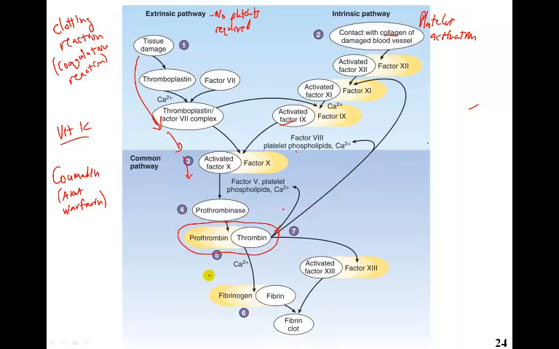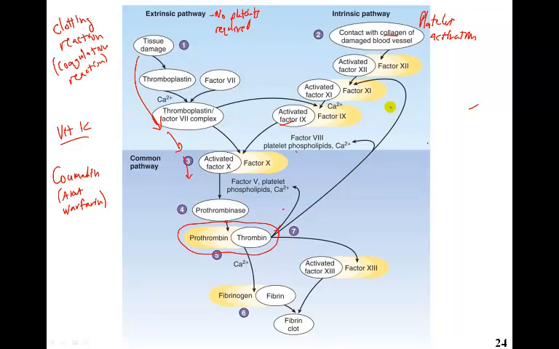Okay, so one question you might be thinking is, well, why is this so dang complex? Why are there so many steps? Why doesn't platelet activation directly cause thrombin to get turned on? Why do you have so many intervening steps?